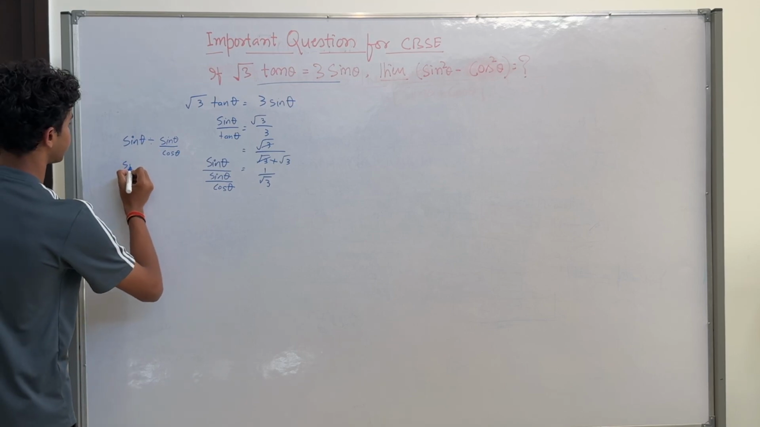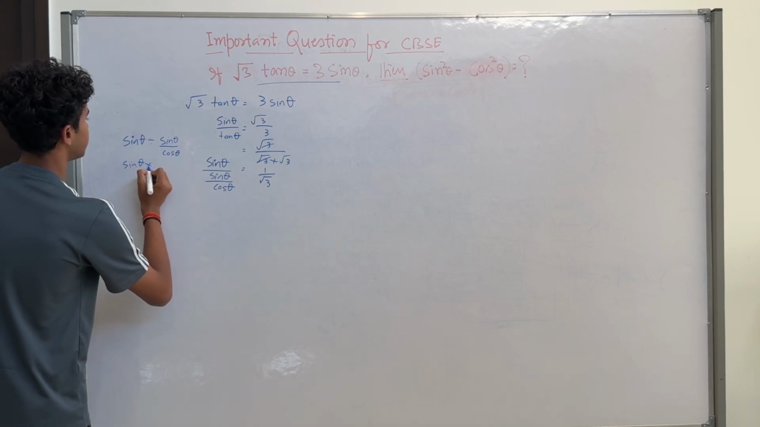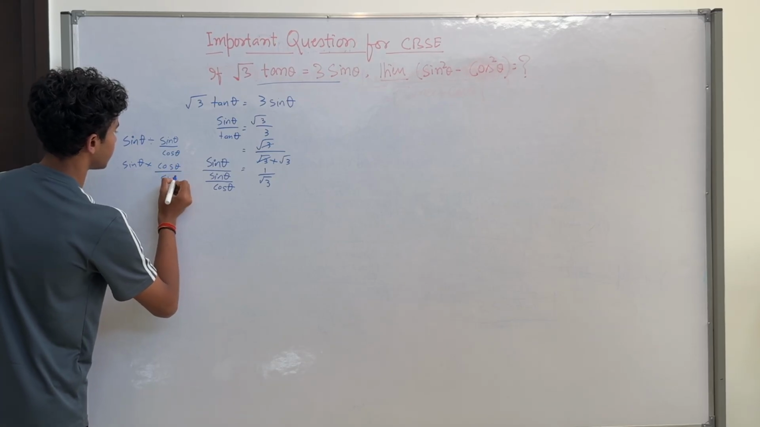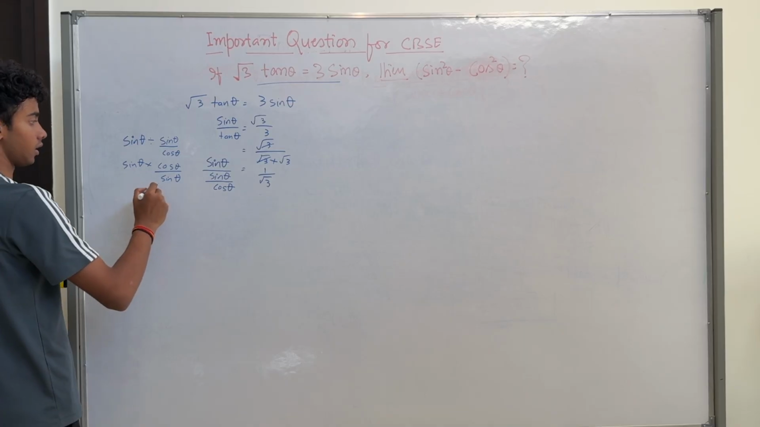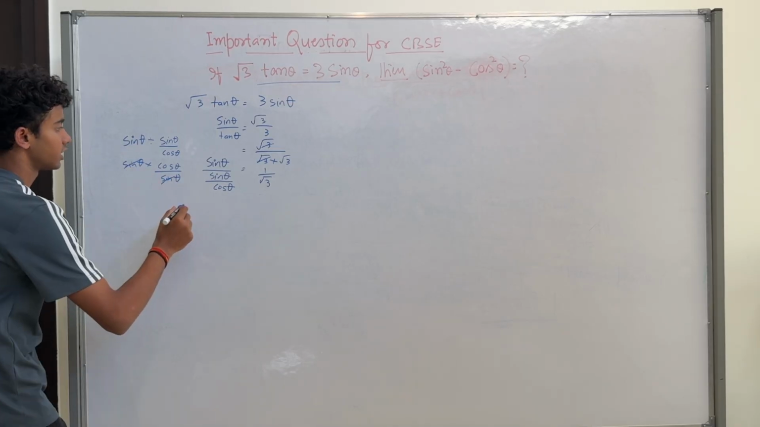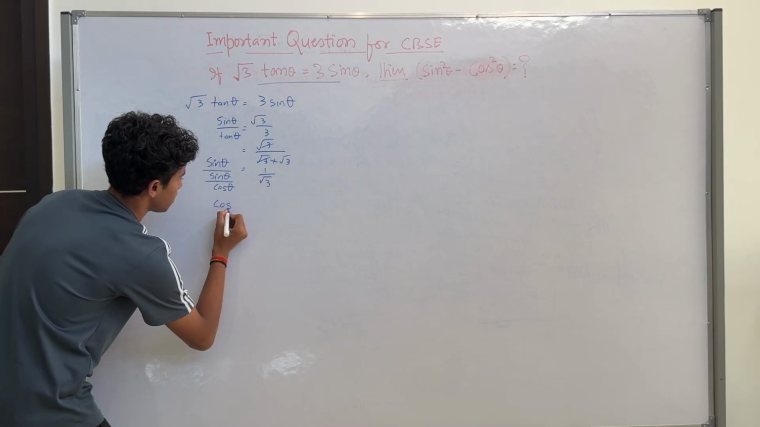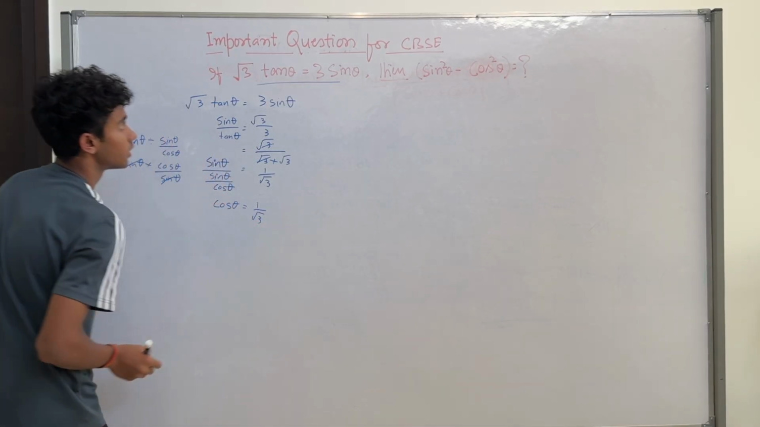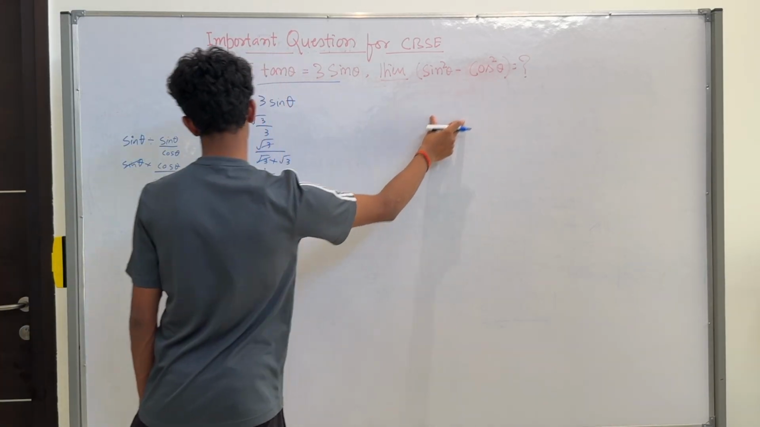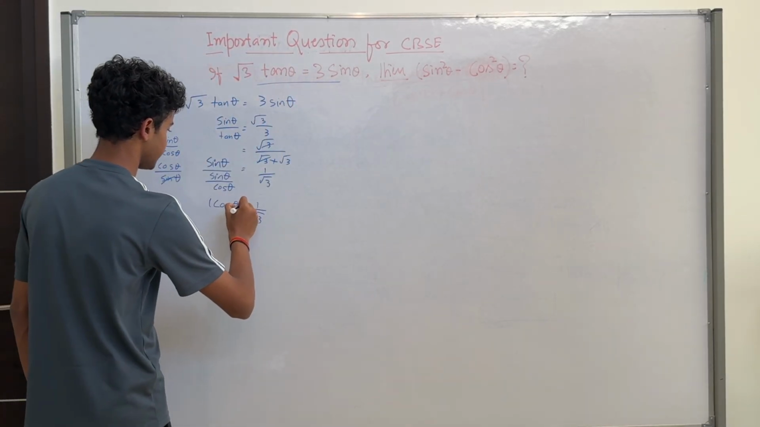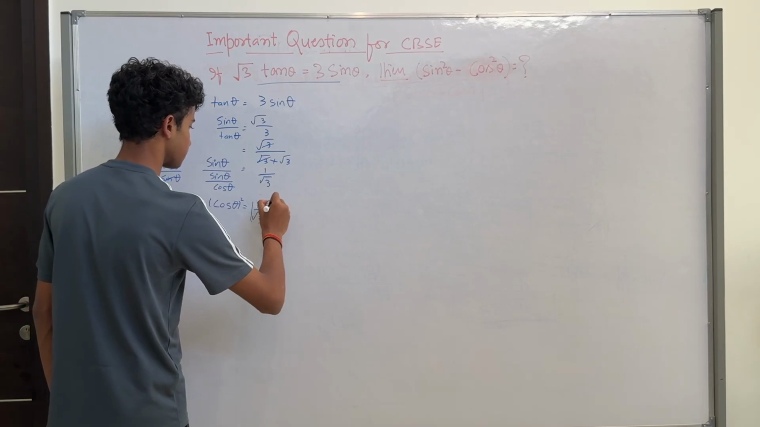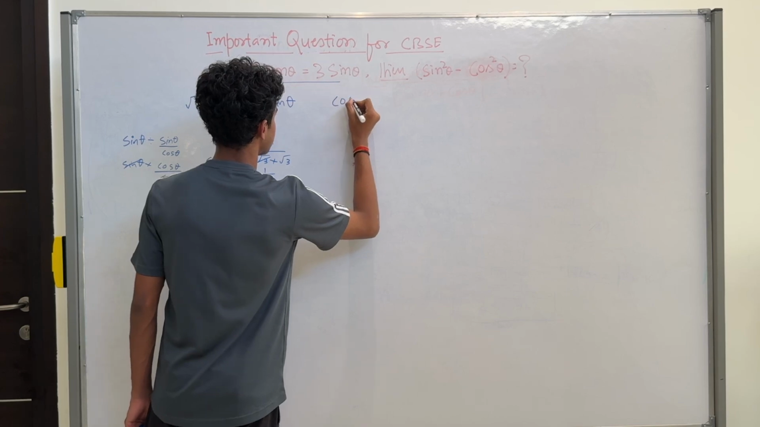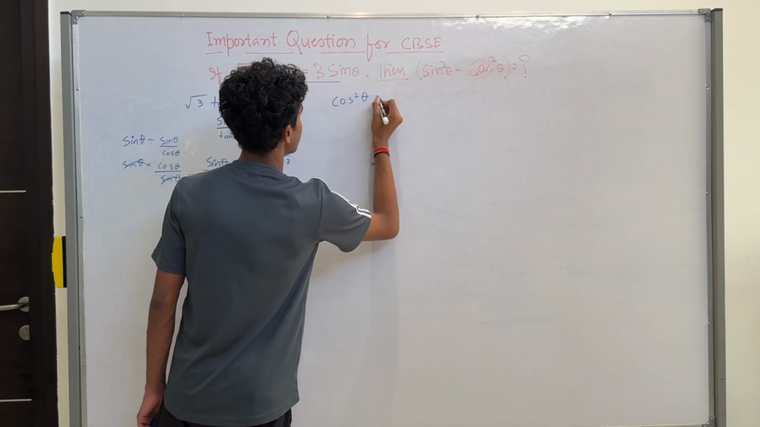So you can also write it as sin theta into cos theta by sin theta, because it's getting reciprocated after we're changing the sign. The sign gets cancelled, so we get cos theta equals to 1 by root 3. We need cos square theta. Let's square both sides. So we get cos square theta equals 1 by 3.